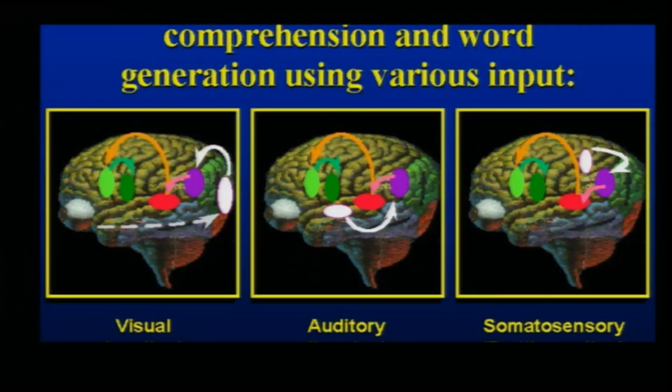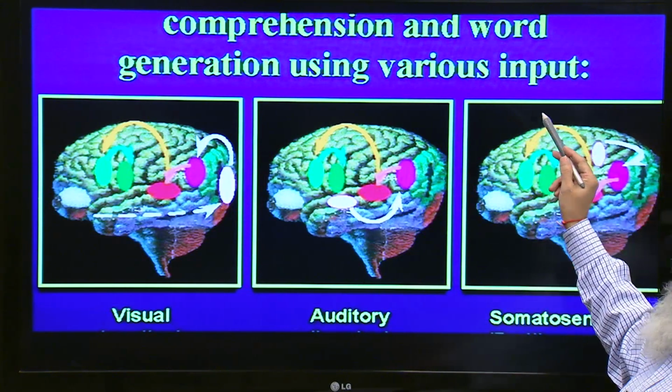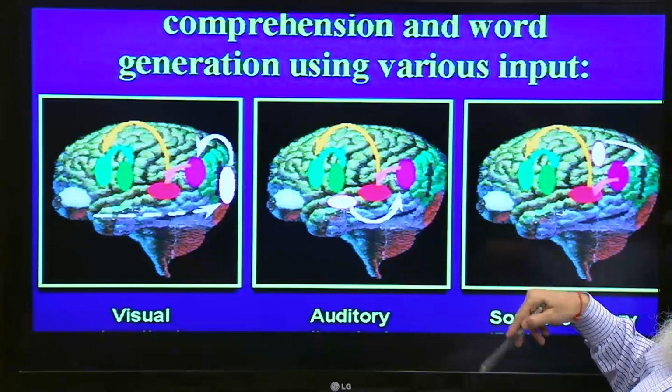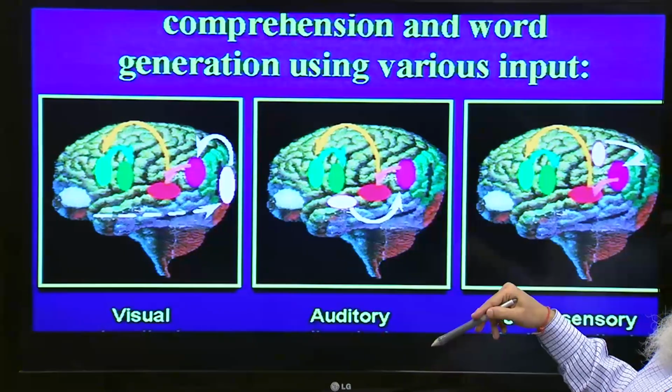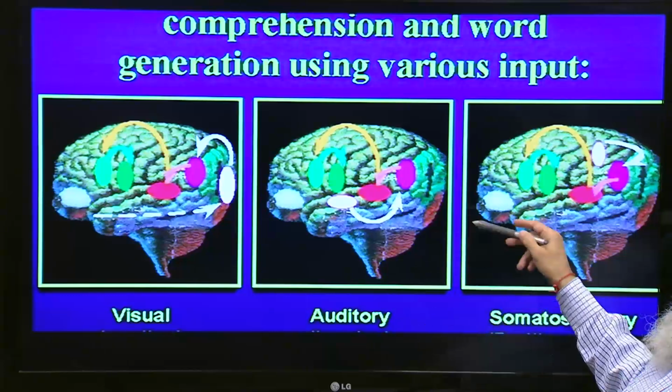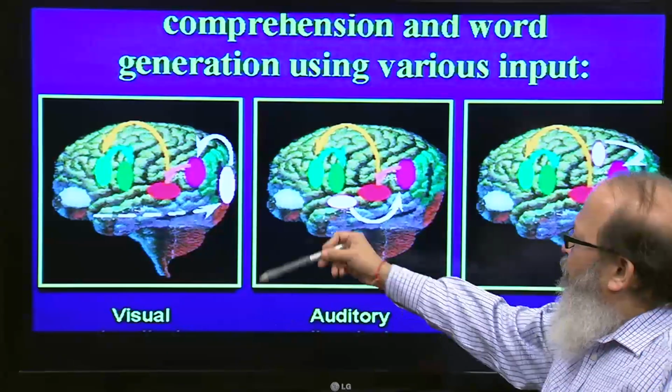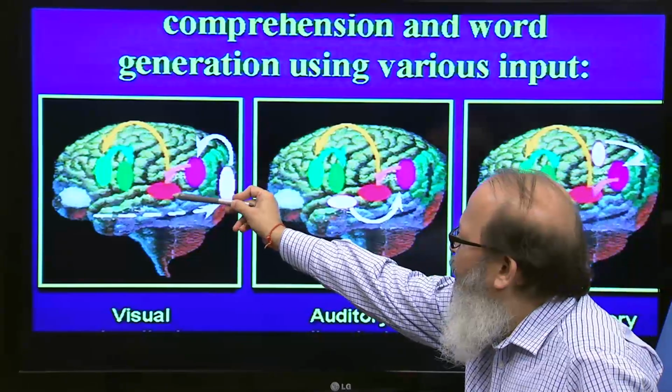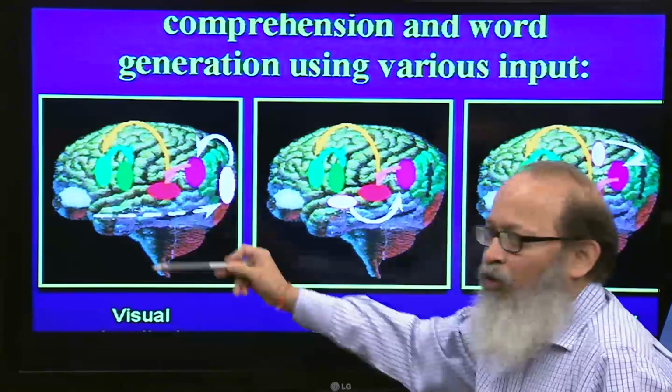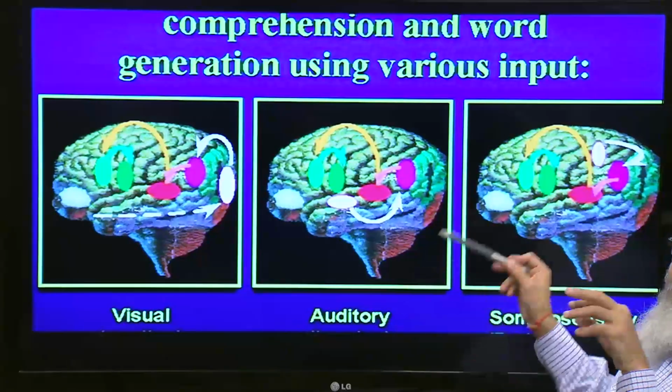And now, when we have the whole imaging thing, I am just giving an example of how the brain really works. So, this is comprehension and word generation which uses various inputs, and these are the types of areas which get activated. You can see the arrows: the image goes here, then it goes here, then the words are here, and it is projected to the frontal lobe which makes meaning of it.